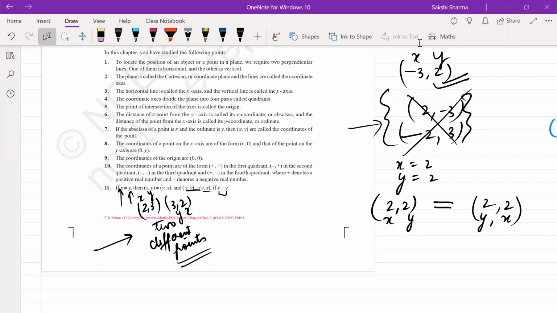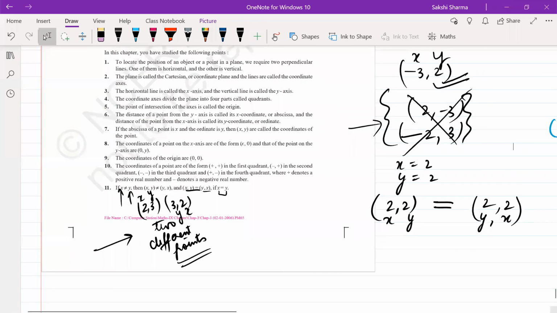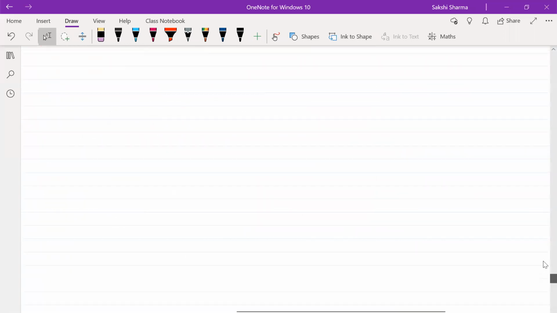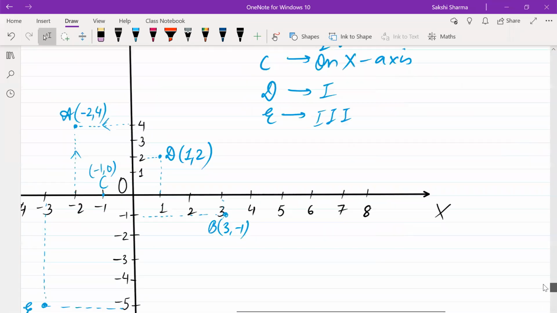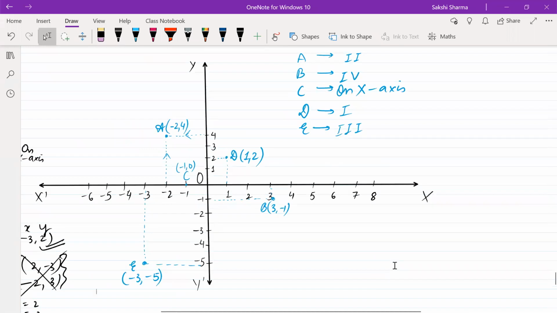Okay, there is something that I would like to discuss here. Sometimes question aata hai, write down the reflection of a point. Let's assume that this is the graph we have and we have plotted some points and I want to write down the reflection of a point.